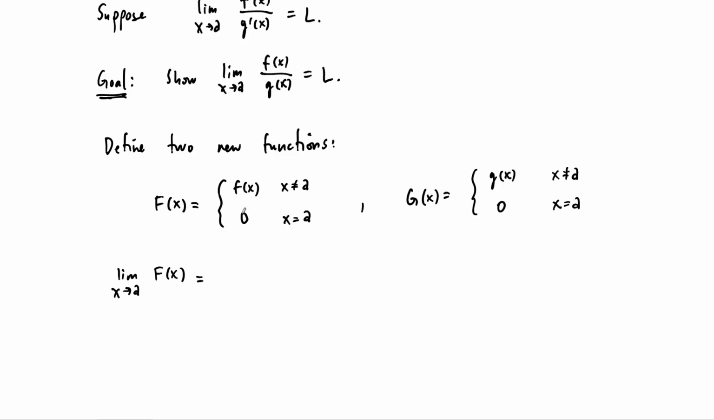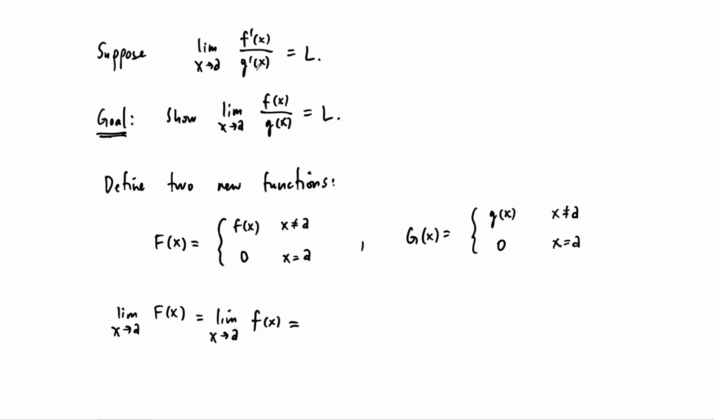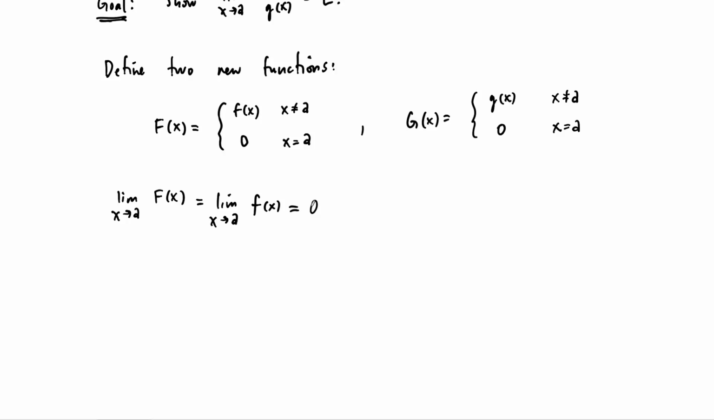Well, the limit never gets to the point x equals a, but it gets as close as possible, right? So this will be the limit as x approaches a of little f of x. They're going to be equal, because again, we're not worried about precise points in a limit. We just get as close as possible without getting there. So capital F agrees with little f nearby. But we know that the limit of this, that was part of our assumption up here, the limit as x approaches a of little f is equal to 0, right?